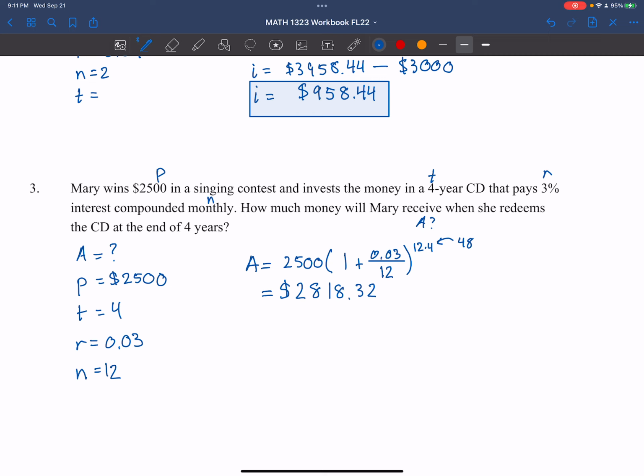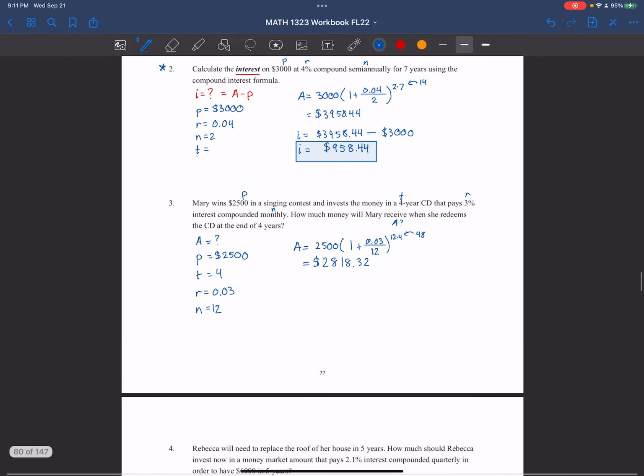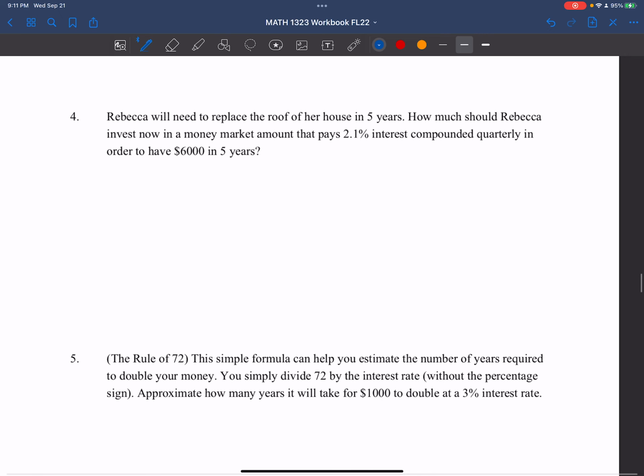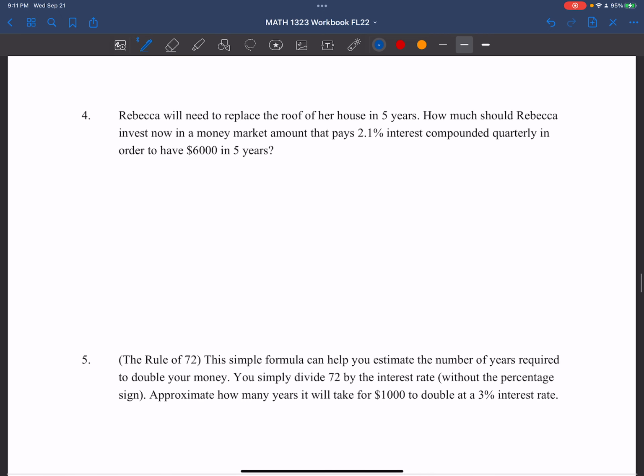All right, I think we have 2 more problems in this lesson that are a little bit different than those 3. Rebecca needs to replace her roof in 5 years. How much should Rebecca invest now in a money market account that pays 2.1% interest compounded quarterly in order to have $6,000 in 5 years?